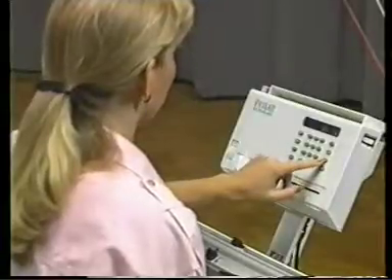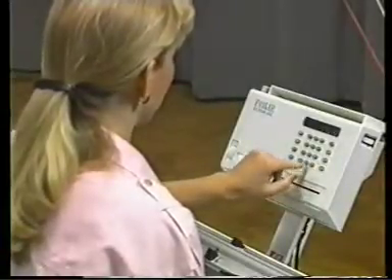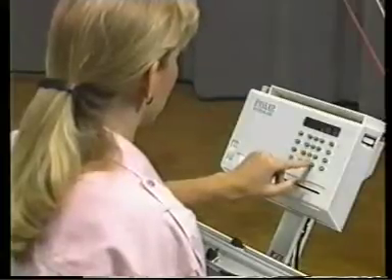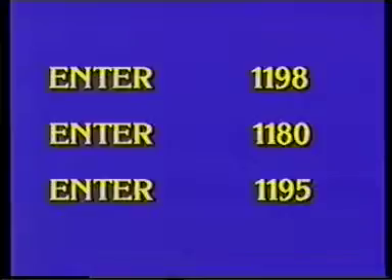Add 3 more patterns to pattern D as done up to now. The next added pattern should be pattern number 1198. The next time the computer asks Add, enter pattern 1180. And finally, add pattern number 1195. When the patterns are all programmed into the computer, return to the video for the next step.